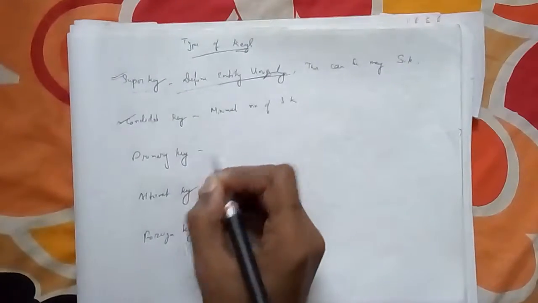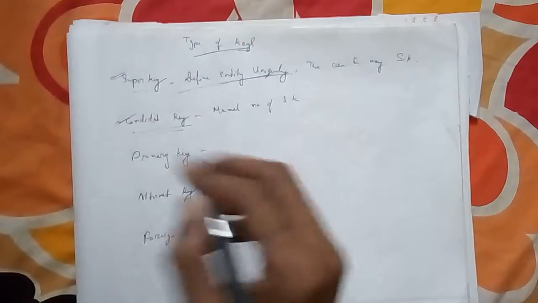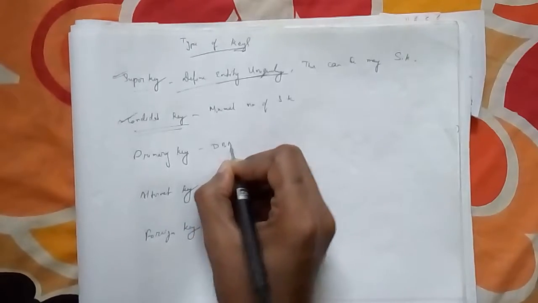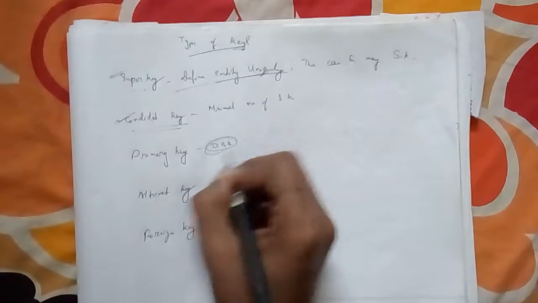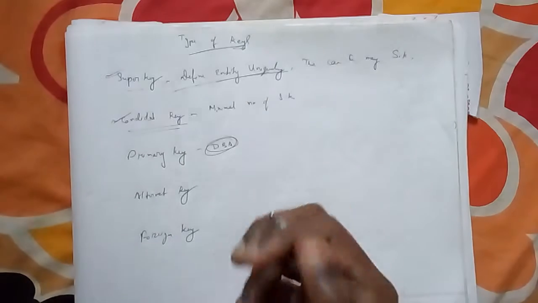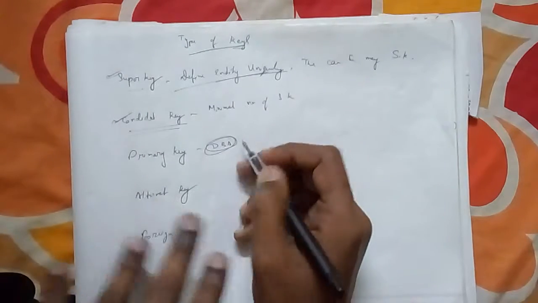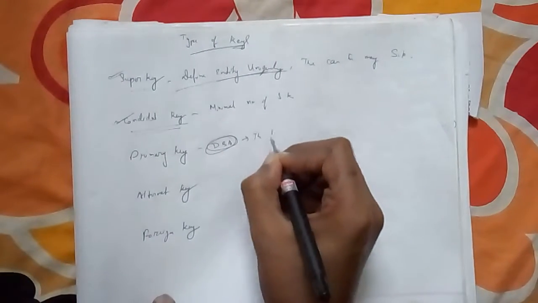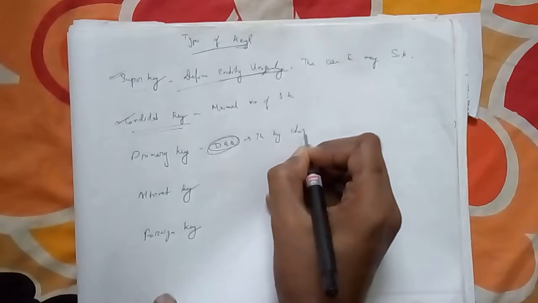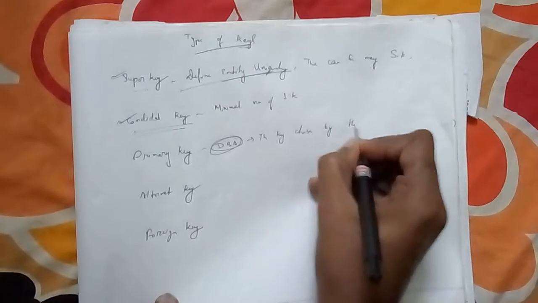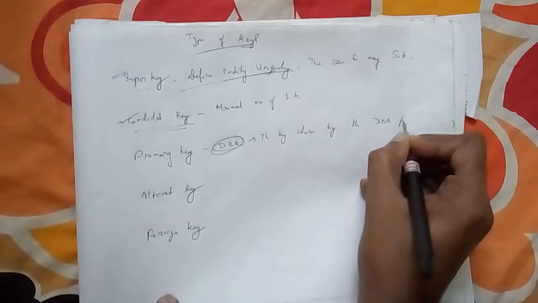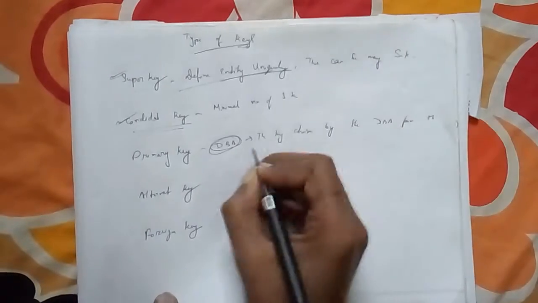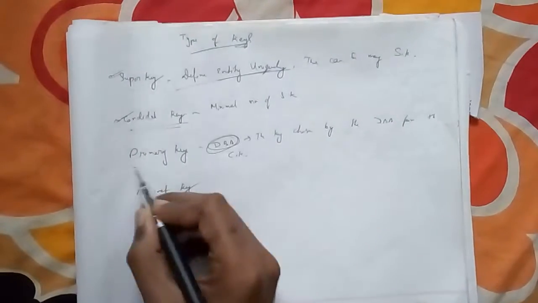What is a primary key? From the candidate keys, a key is chosen by the DBA, the database administrator. This is a person or a group of people. Okay, all right. So the key chosen by the DBA from the candidate keys is known as the primary key.